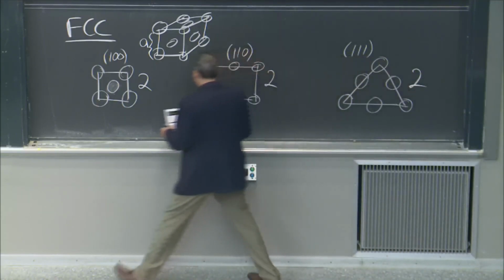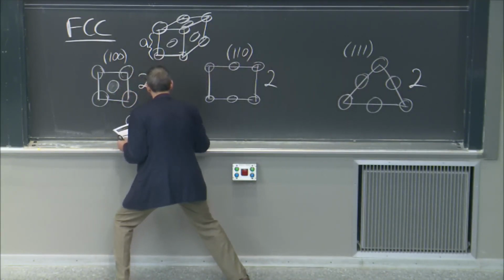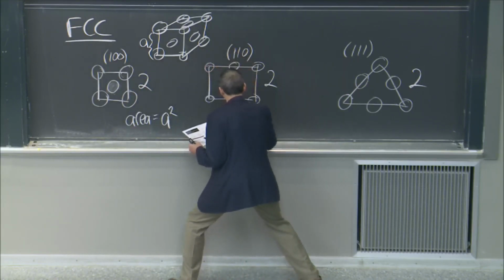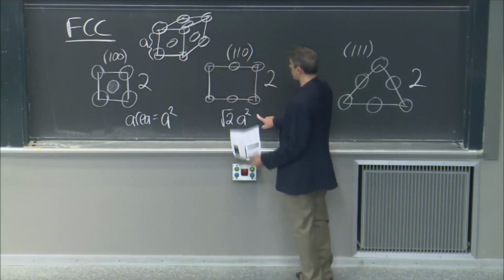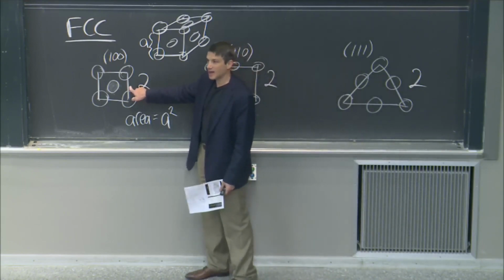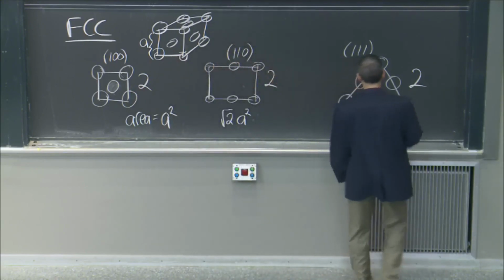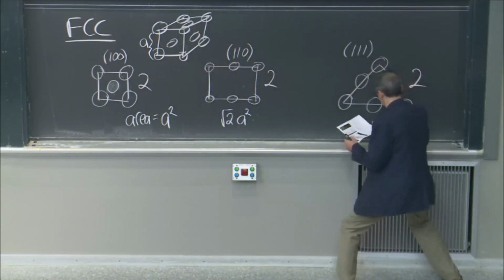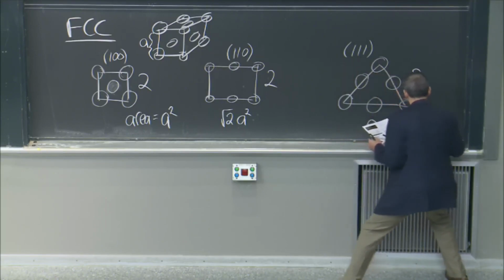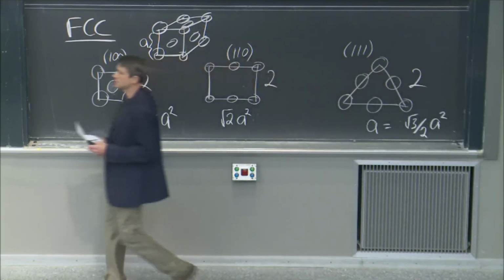Because the area here is equal to a squared in this case, and it's equal to root 2 a squared in this case, so it's larger: same atoms, larger area. That's not going to have a higher packing than that. And now I get to have a lot of fun with triangles and thinking about the height here. The area of this one is equal to root 3 over 2 a squared, less than 1.